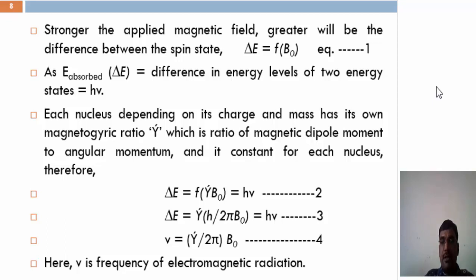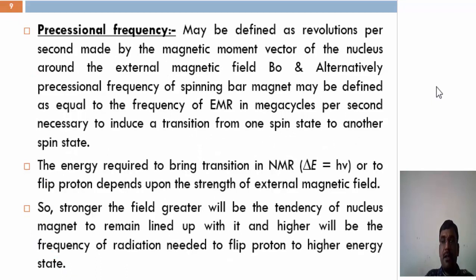Each nucleus has its own magnetogyric ratio depending on its charge and mass. The precessional frequency may be defined as the revolutions per second made by the magnetic moment vector of the nucleus around the external magnetic field B. Alternatively, the precessional frequency of a spinning bar magnet equals the frequency of the EMR, the energy required to bring about the transition in NMR. So the stronger the field, the greater the tendency of the nucleus.